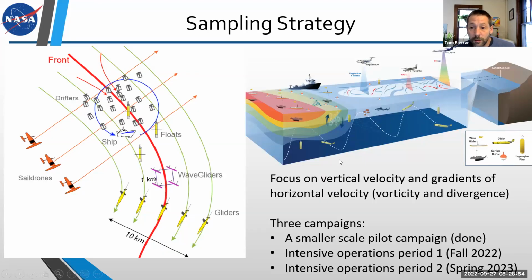But I wanted to just talk about the sampling strategy briefly, which is that we'll largely be focused on vertical velocity and the gradients of the horizontal velocity. We performed a smaller scale pilot campaign and are about to start intensive operations. Right now we have 13 gliders and 7 wave gliders deployed in the S-MODE area, and there are sail drones waiting to turn on their data streams in a week or so.